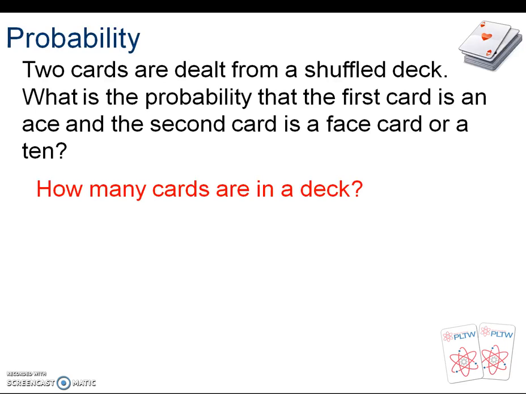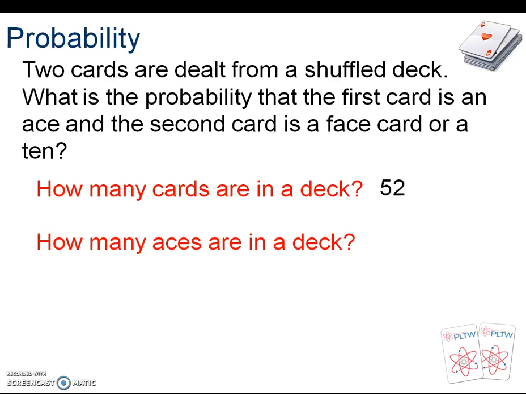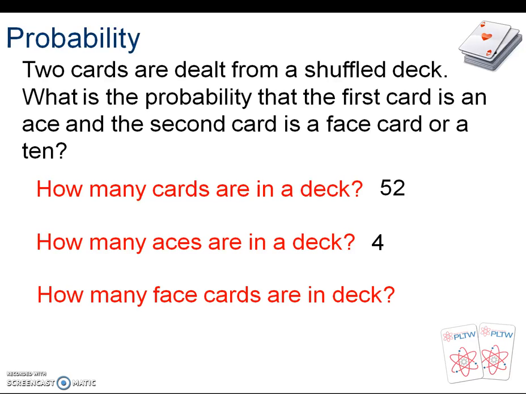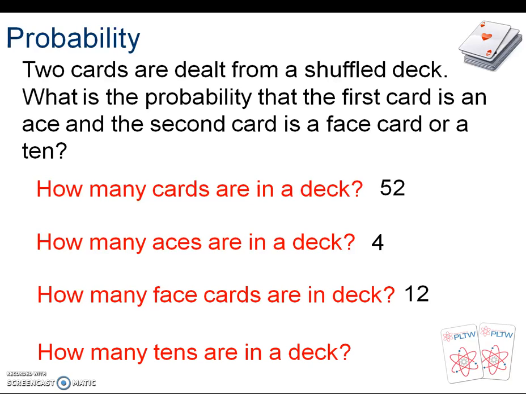Probability of 2 cards. So how many cards? 52. How many aces are in the deck? Well, there's 4. How many face cards are there in the deck? Well, we'd have to think it up. There's the king, queen, jack. So that's 3, and there's 4 suits, so that's 12 total. How many 10s are in the deck? 4 again. So what is the probability that the first card is an ace, the second card is a face card or a 10?